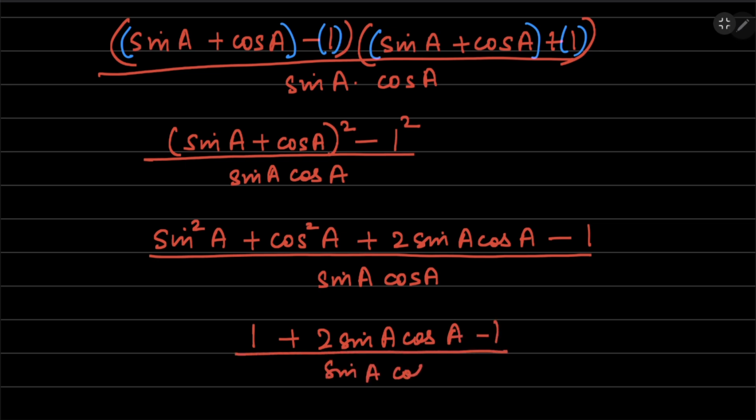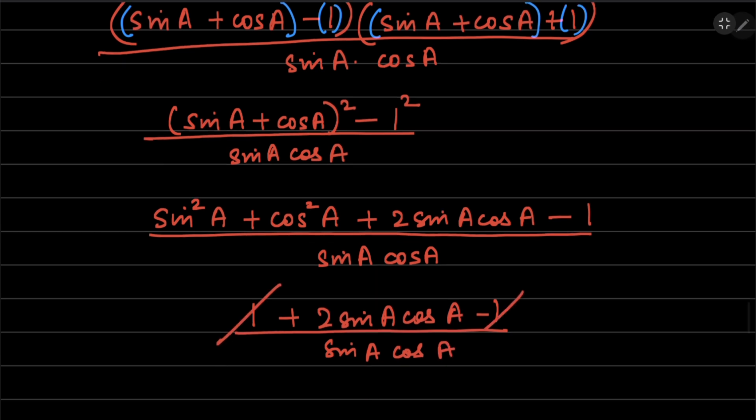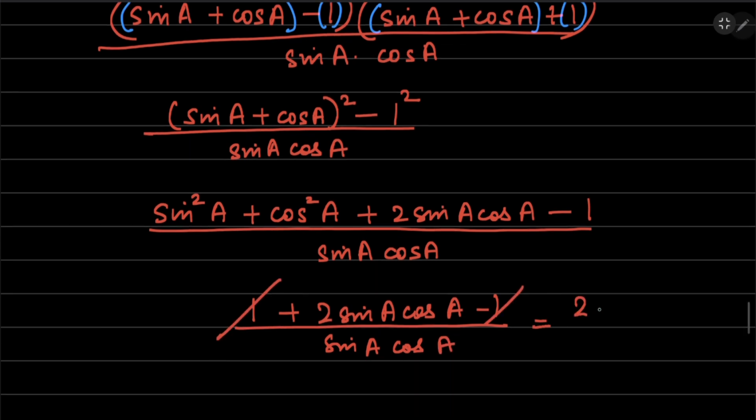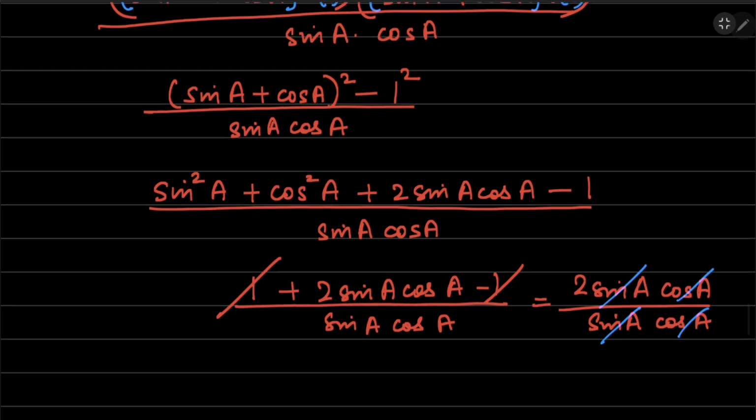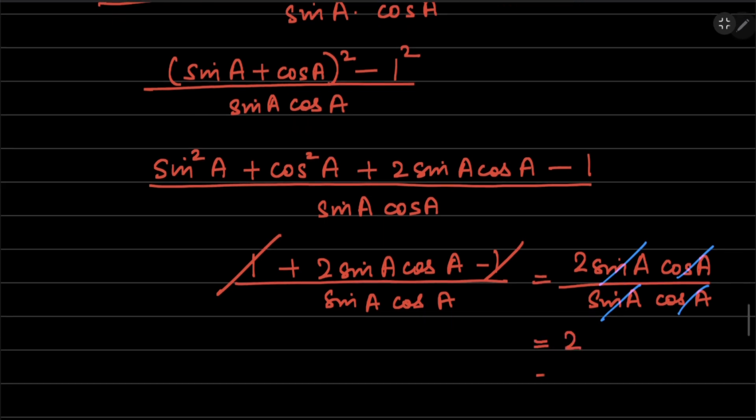So by now you should be seeing us arriving at the answer. Plus 1 minus 1 gets cancelled. What remains is 2 sin A cos A divided by sin A cos A. Sin A cos A gets cancelled. What remains is just 2. And that is your RHS, hence proved.